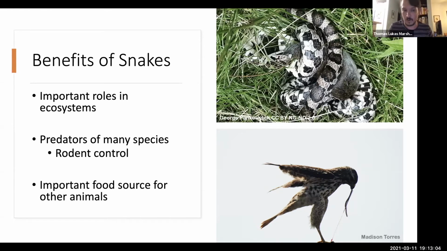They play important roles. All snakes are predators. One thing that they all have in common is that they're all carnivorous, and they're predators of a diverse range of species. So they help to keep other populations under control. One thing that's particularly helpful for humans is that a lot of snake species eat rodents, and they keep rodent populations in check, which is good for us because rodents can spread disease and cause damage to human-made structures. And snakes are also an important food source for a lot of other animals, like this raptor here at the bottom right.